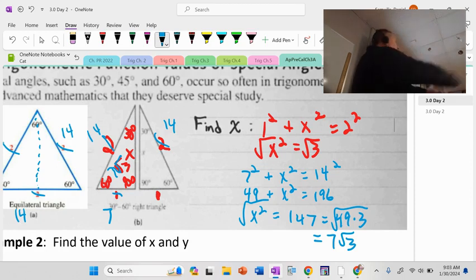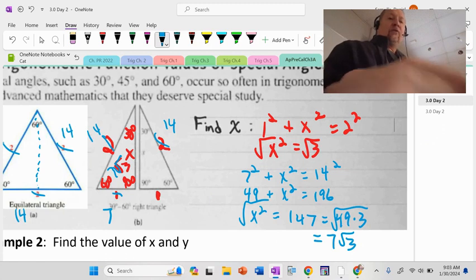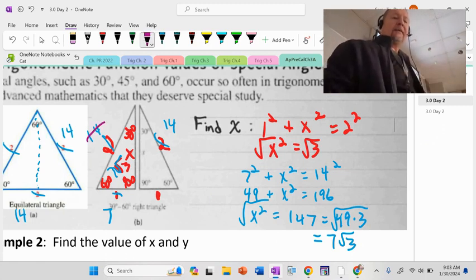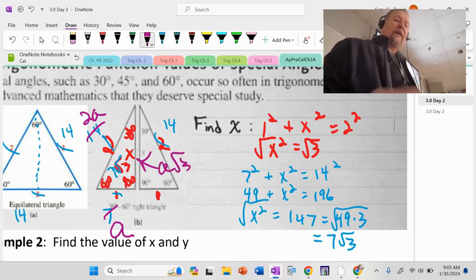This happens for all 30, 60, 90s. Got it? Lock it. So then this is what we actually do. We formulaize it. Whatever this is, we'll call A. Then this would be 2A. And therefore, this side would be A root 3.